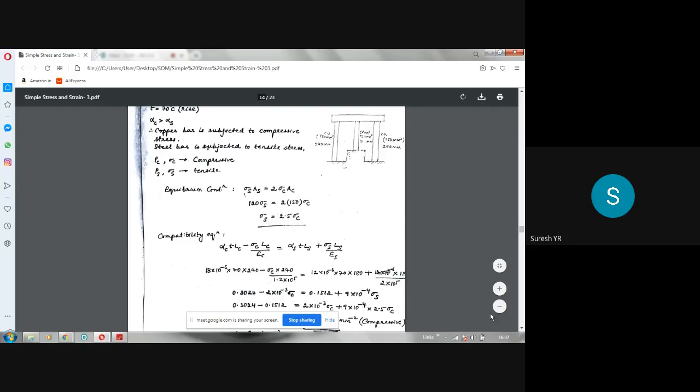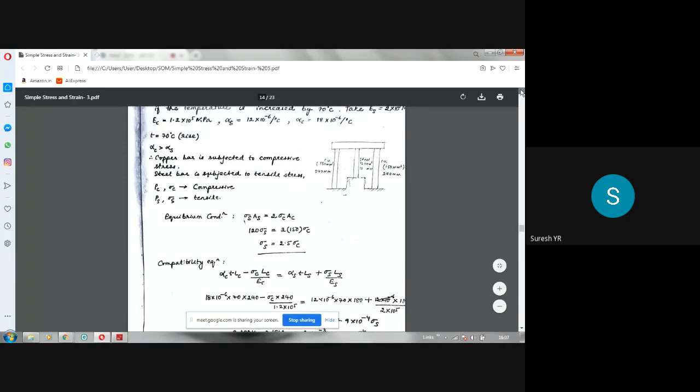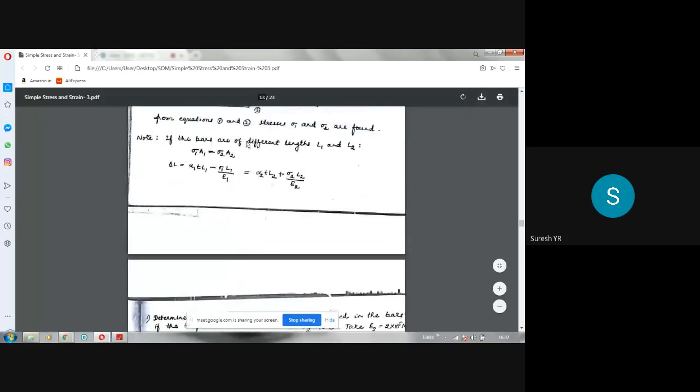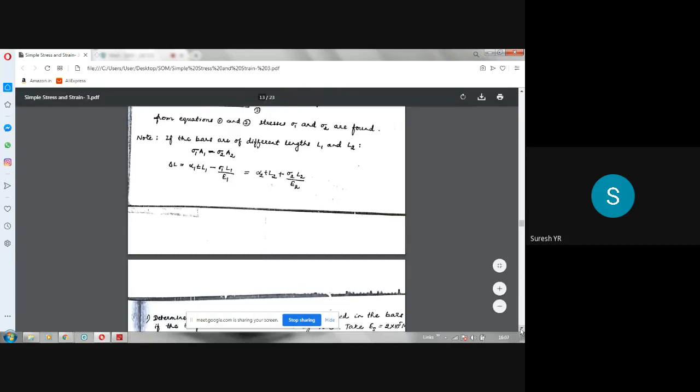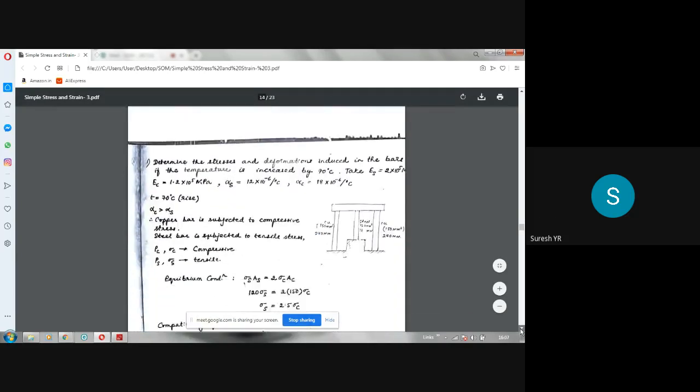Next, the compatibility equation. So we have to use this one. Since the lengths are different, we have to use this. So here, please note that alpha 1 is copper, 2 is steel. So alpha 1 is alpha C, L1 is LC, length of copper. Sigma 1 is sigma C. That's all. So here also alpha 2 is alpha S, L2 is LS and sigma 2 is sigma S. E2 is ES, E1 is EC. So the same equation is used now, the compatibility condition equation. So I have written that here.